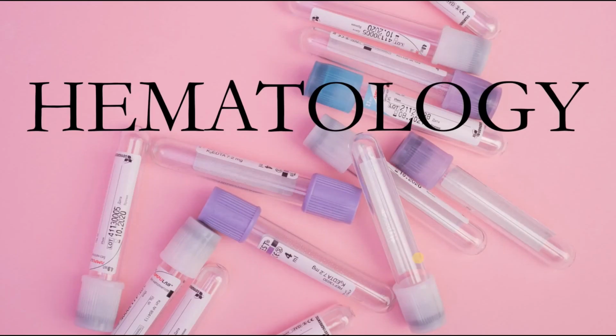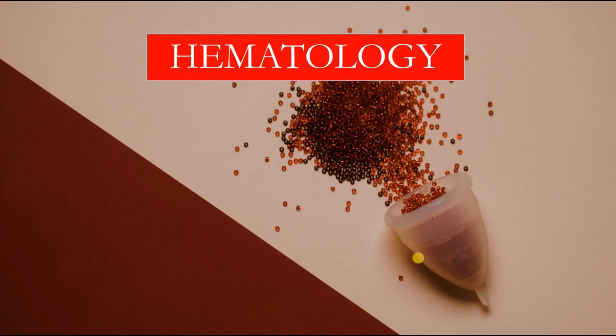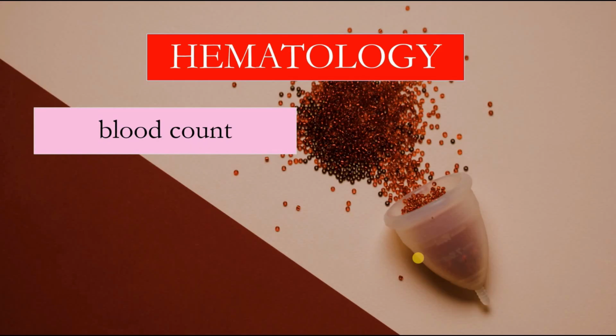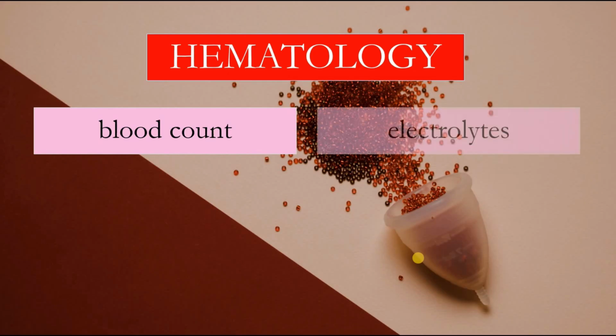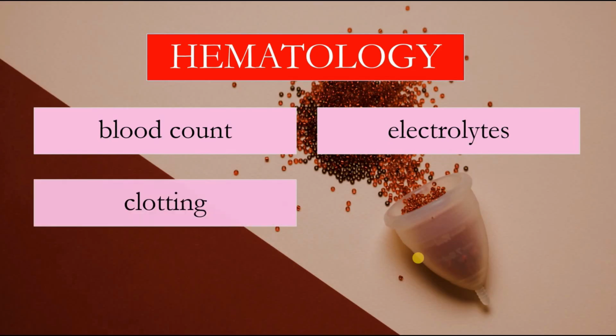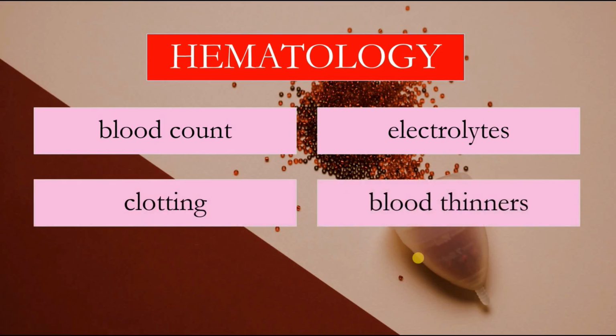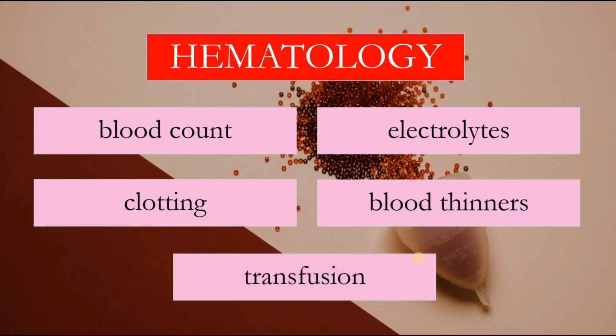Next is H, hematology. And then we have hematology. We talk about blood, okay? So we have the blood count. We have the RBC, WBC, platelets, hemoglobin. We also have your electrolytes such as your sodium, magnesium, potassium, and phosphate. Clotting factors. Blood thinners. Is the patient on any blood thinner tablets or injections? And is the patient for any transfusion or is having any transfusion?